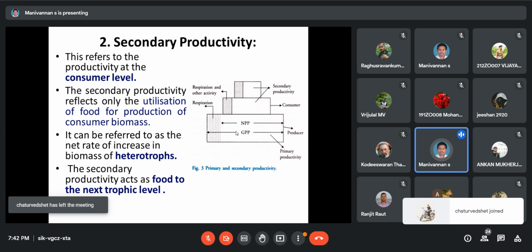Okay. What does the secondary productivity mean? The chemical energy, or the starch from the plant, converted into their own biomass. That is called the secondary productivity.